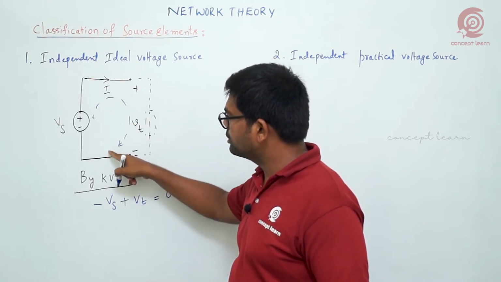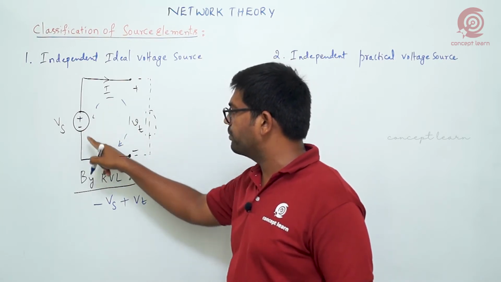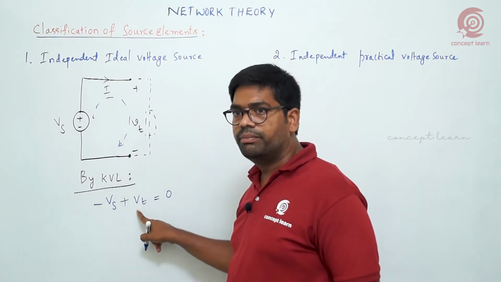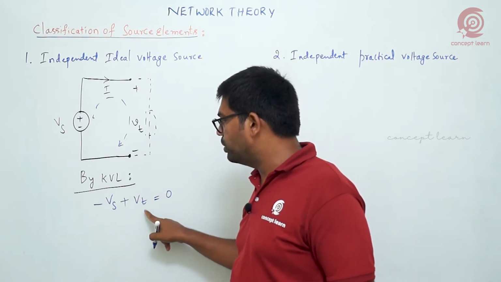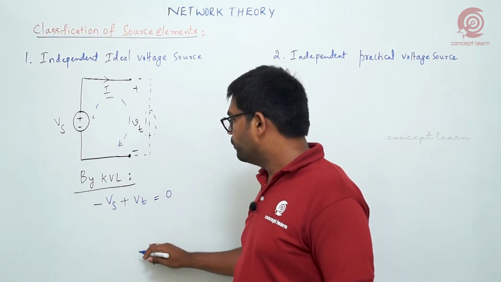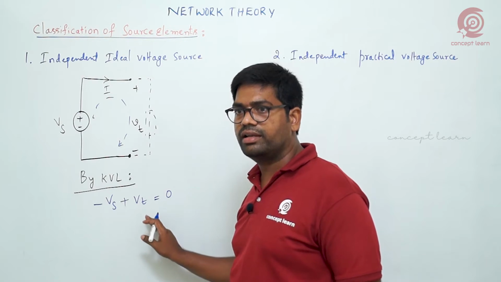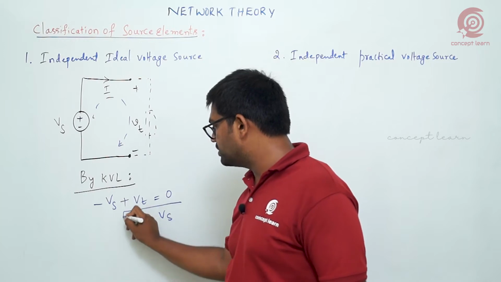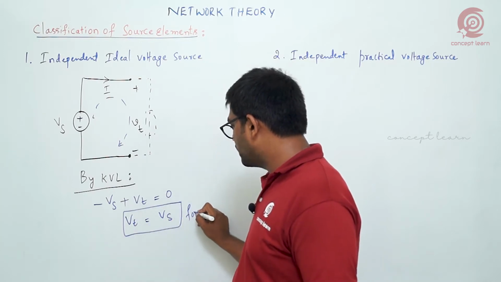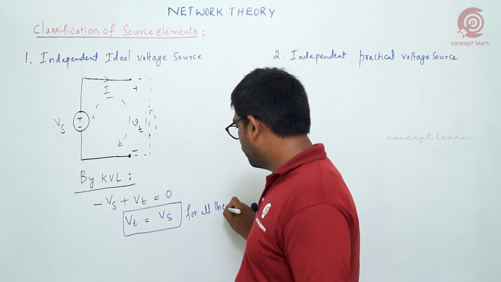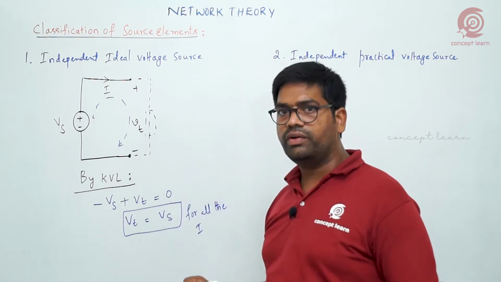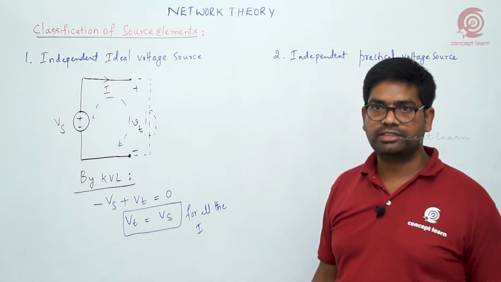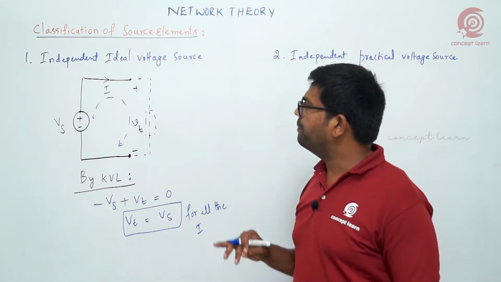If I am following this closed path, current entering into the negative terminal, I am considering a negative sign. Entering into the positive terminal, I am considering a positive sign. So the algebraic sum of voltages in a closed path is 0. With this expression, what can you relate? Okay, Vt is equal to Vs. Look at this relation. For all the current, whatever amount of current you pass, it is always equal to the applied voltage. Got the point? It is an independent ideal voltage.